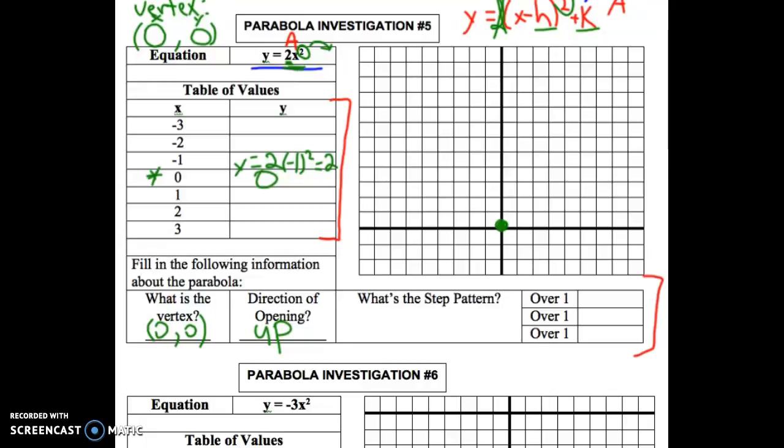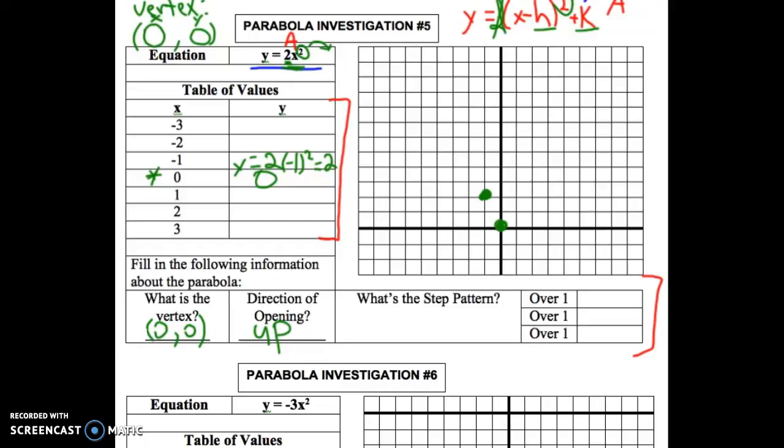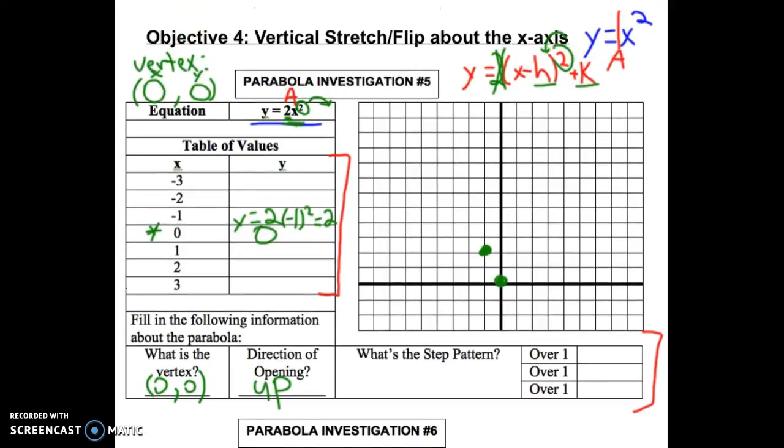So negative 1, I'm going to plot over and up 2. Hopefully you're comparing to the original function. Negative 1 is going into the original parent function up here. I'll rewrite it up here too. y equals x squared. If I put a negative 1 into here, negative 1 squared is 1. So it would be negative 1 comma 1, which would be right there. So it's already getting taller.